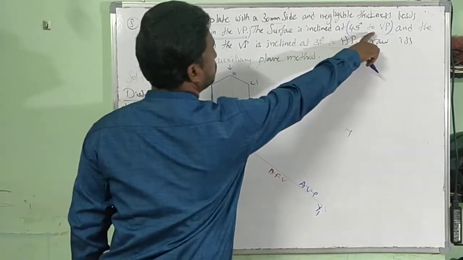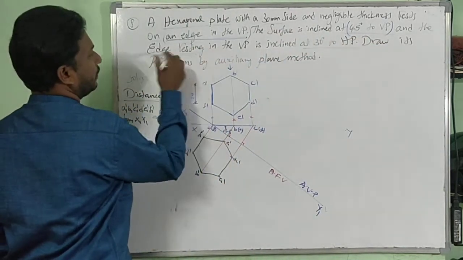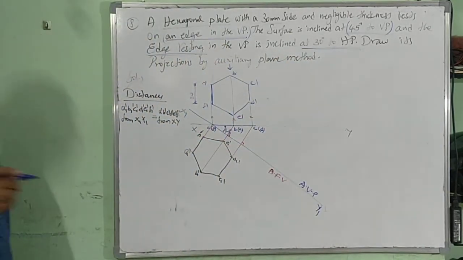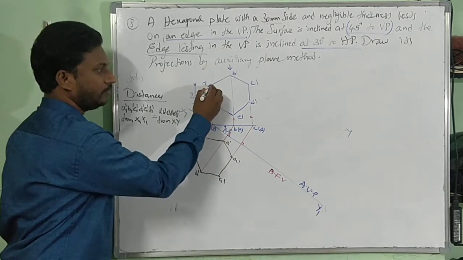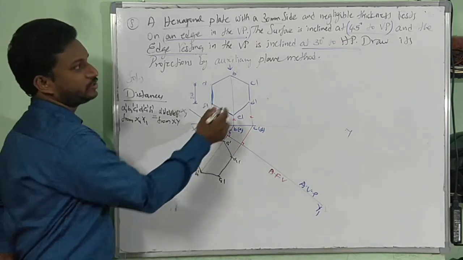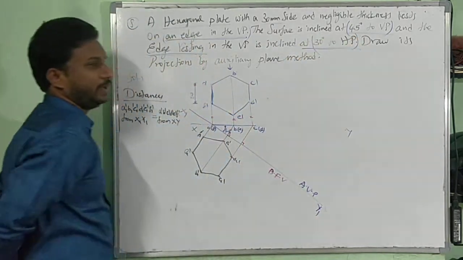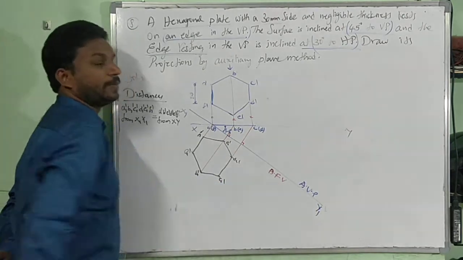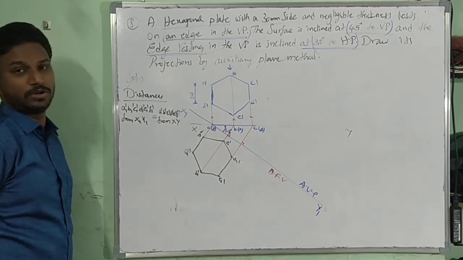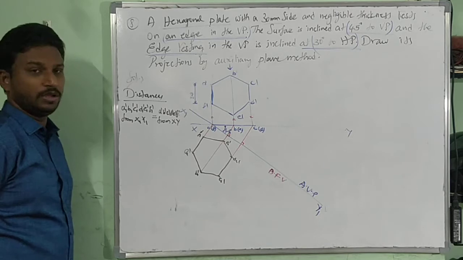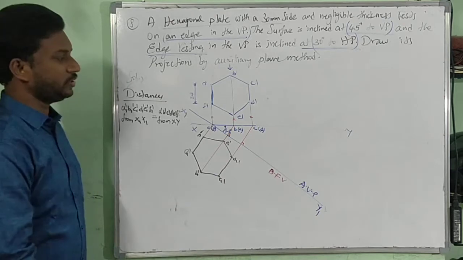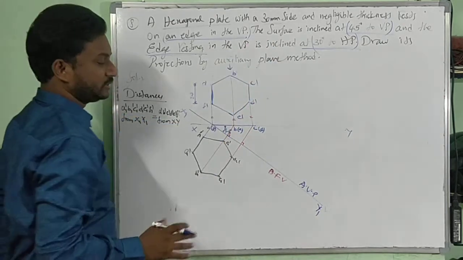We have drawn 45 degrees to VP, and the edge resting in the VP is inclined at 30 degrees to HP. Which edge are we considering? We are considering AF. So this edge should be inclined at 30 degrees to HP. Now the auxiliary inclined plane, which is inclined to HP and perpendicular to VP, is useful to draw our auxiliary top view. With respect to this edge, the new reference line x2, y2 has to be drawn at an angle of 30 degrees. How is that?